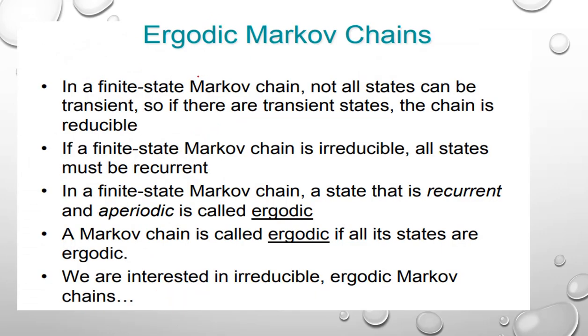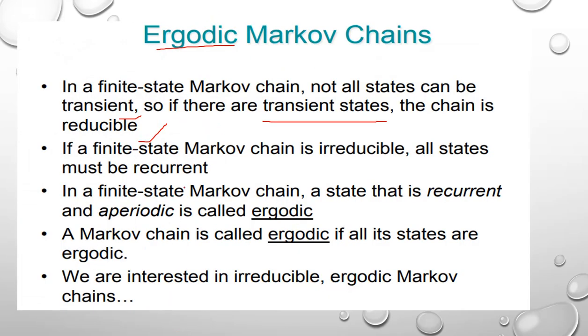Now we can see this important property, ergodic. When you say ergodic Markov chain, in a finite Markov chain, not all states can be transient. So if there are transient states, the chain is reducible, like this type of examples. Here not all classes are persistent, but transient ones are there. If a finite Markov chain is irreducible, all states must be recurrent. If a finite state Markov chain is recurrent and aperiodic, then we can say that it is ergodic. A Markov chain is ergodic if all states are ergodic. You can remember these properties.